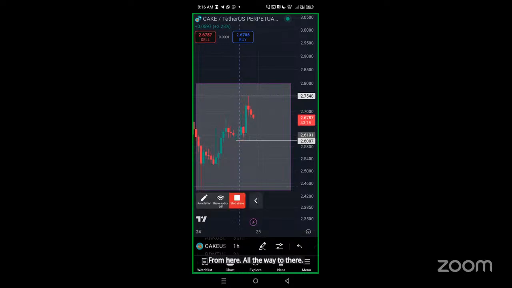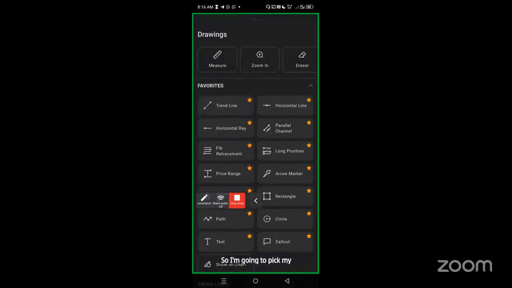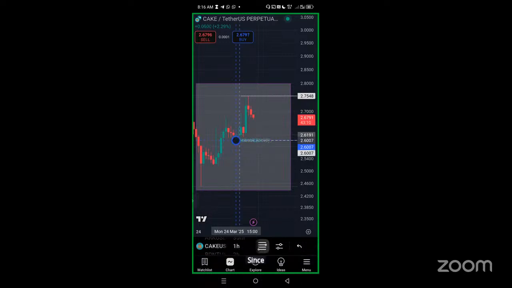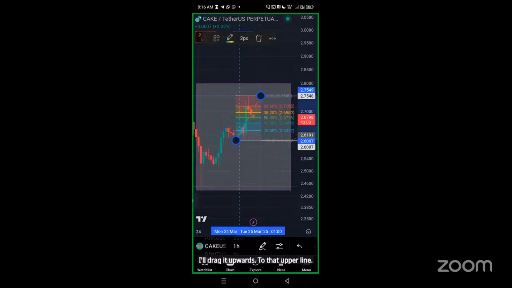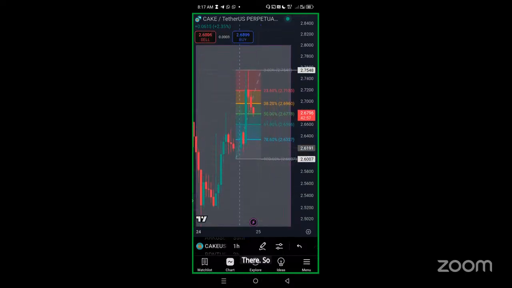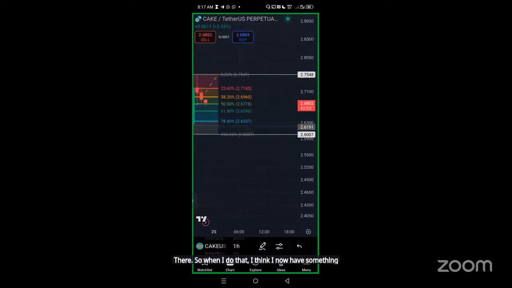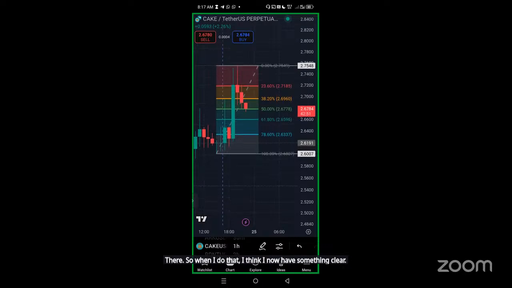So I'm going to pick my Fib retracement tool. I'll put it on the low. Since I'm basing on the previous trend, which was a rising trend, I'll drag it upwards to that upper line there. So when I do that, I think I now have something clear. Do you see the areas that have been captured?